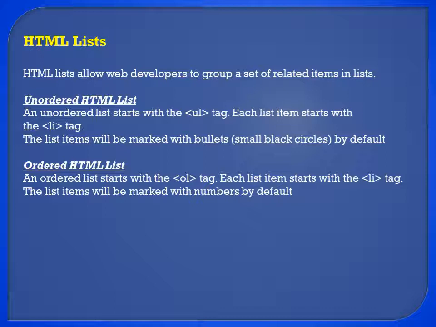Means what? In an ordered list, when we want to create the ordered list, first we have to use the OL tag. That is the ordered list. Now when we want to insert the list item in the list, that time we are going to use the li tag. Okay, and the list items are marked with numbers by default.